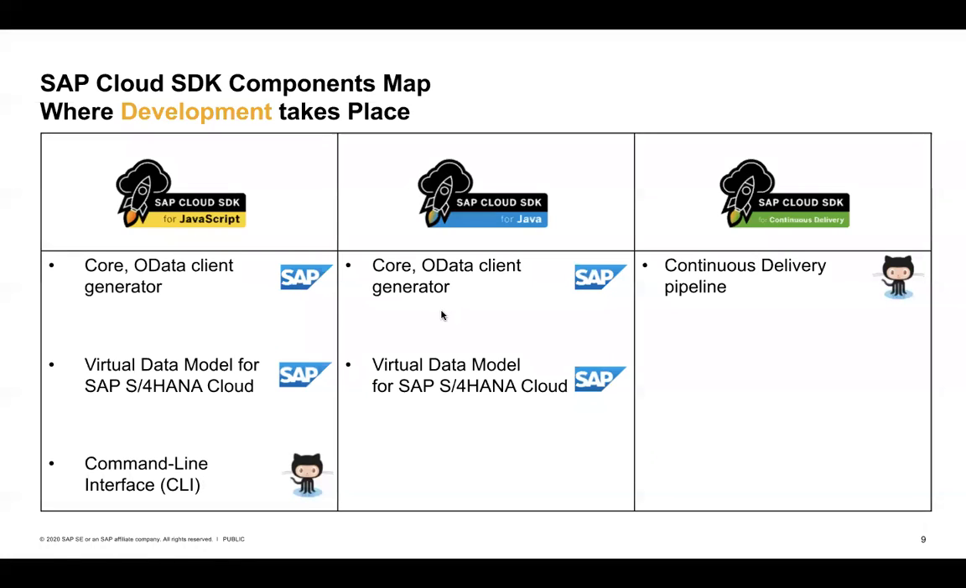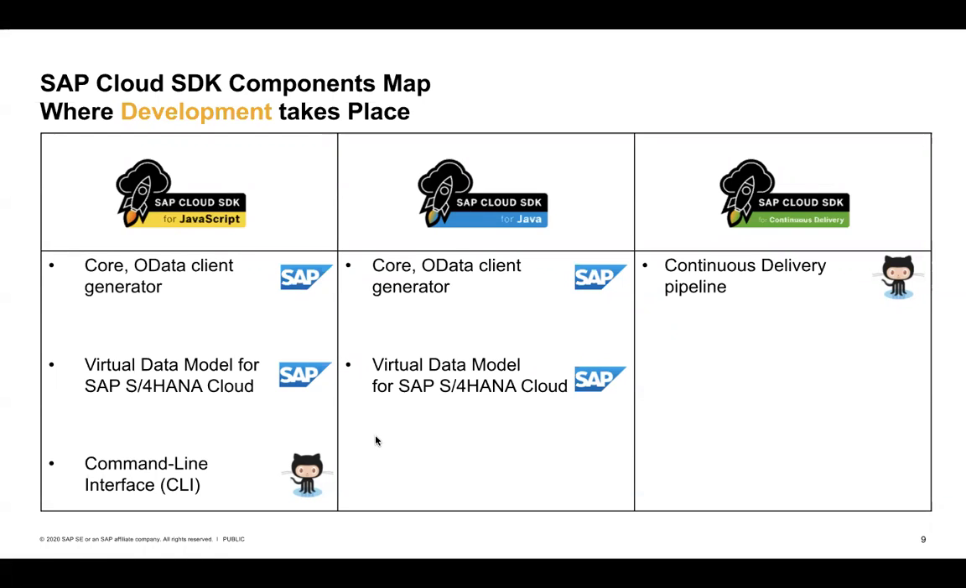For Java, we use Maven. That's why we don't have a CLI component. And for continuous delivery, obviously, we have a very different type of component. So that's the reason why there is no CLI component too.